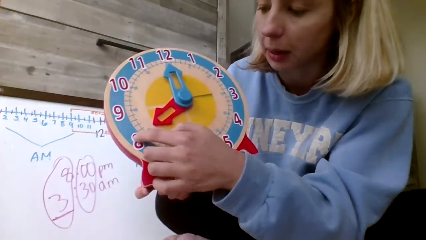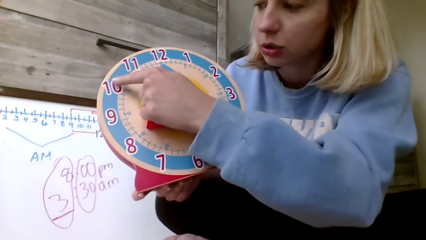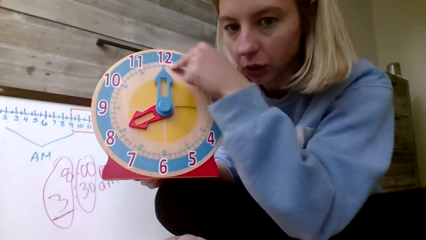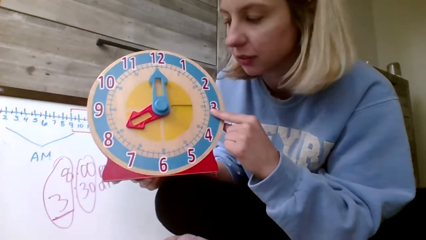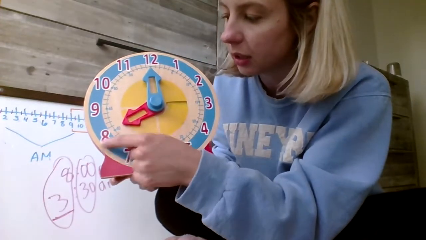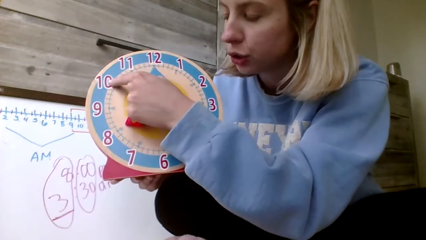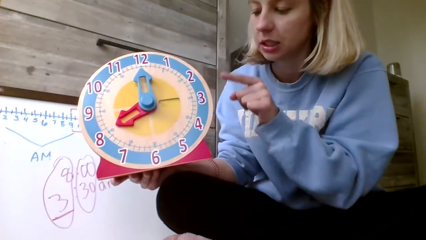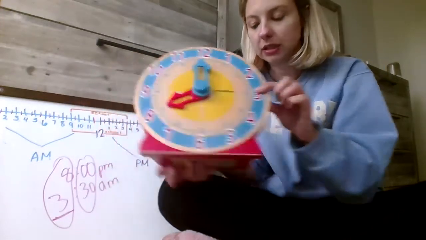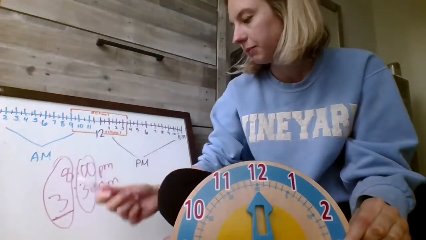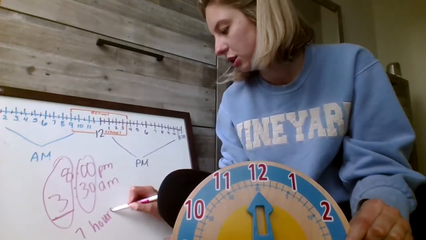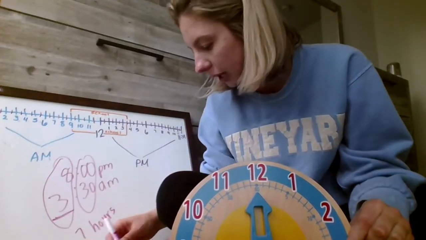Ready? Let's try to do hops. We're starting at 8, and we're going all the way around to 3, seeing how many hours have gone by. Ready? 1, 2, 3, 4, 5, 6, 7. I'm going to stop, and I'm going to write down 7 hours, because I know from 8 to 3, 7 hours must have gone by.